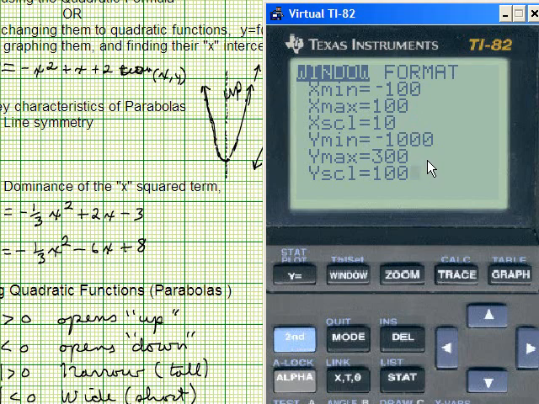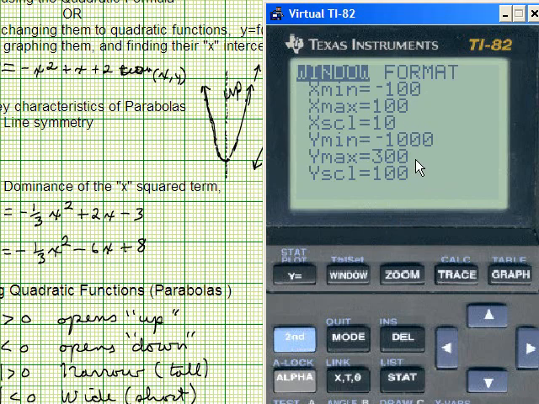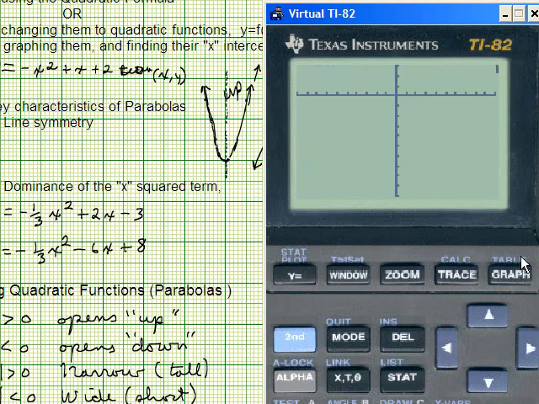And now take a look at the graph of the two parabolas, but first let me show you that I haven't changed the parabolas. The two parabolas are exactly the same as they were before. All I'm doing is changing the window to bigger numbers here in the window. So this is being done now on a larger scale, and I graph it.